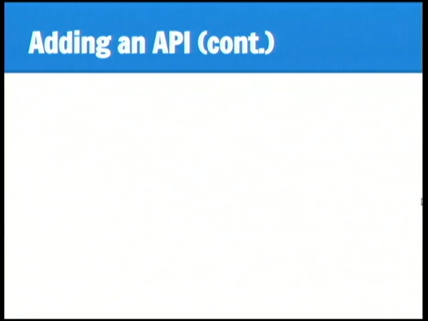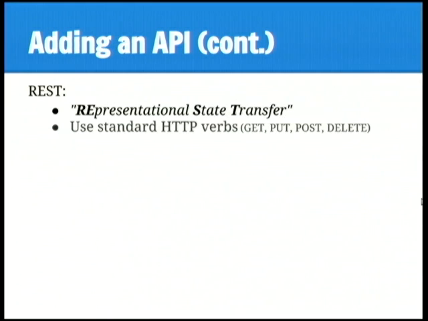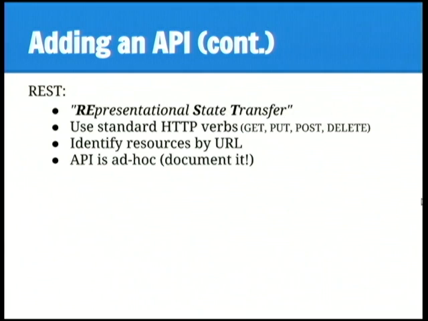The better way to add an API is to use REST, representational state transfer. Basically, REST was the subject of a PhD thesis, so I won't go into that. But essentially, at least to my layman's mind, it attempts to reuse as much as possible of conventional HTTP, including conventional HTTP verbs, and the notion of resources as URLs. But the disadvantage is the API is ad hoc, which means it's incumbent on you to document it properly.